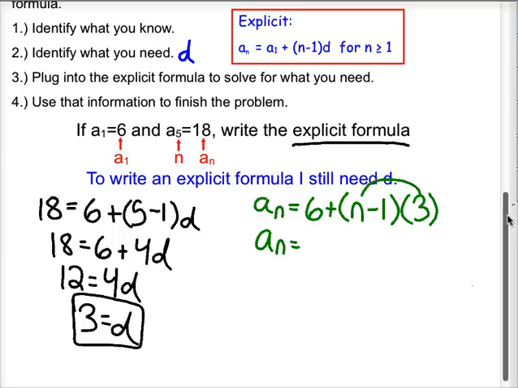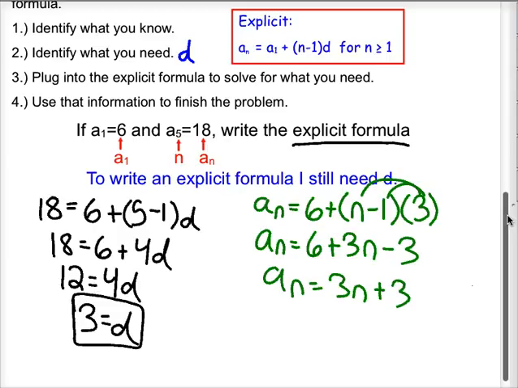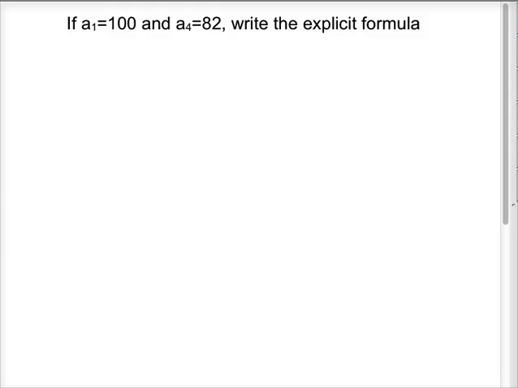So now I'm going to clean this up a little bit and combine my like terms. 6 minus 3 leaves me a positive 3. And that's the end of my problem. That is my explicit formula. So make sure that you're finishing this. Make sure you don't stop when you find d. Make sure you solve all the way through and actually write the explicit formula. I do have one more example for us to step through to make sure that you're fully understanding this.